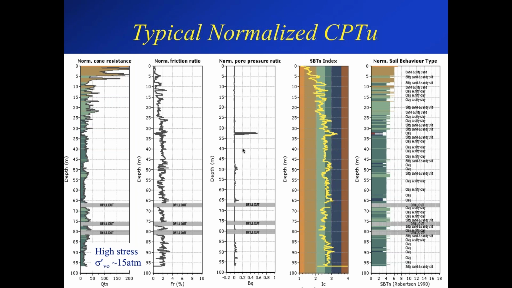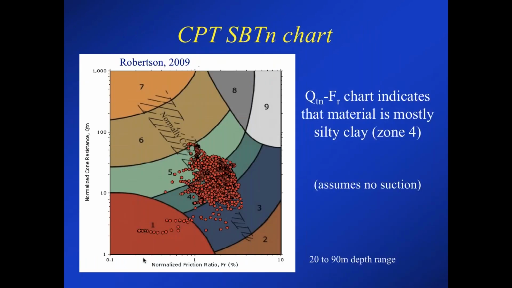And so here's the normalized profile. So you've got normalized cone resistance, normalized friction ratio, BQ, and then the normalized soil behavior type. And you notice, because it's almost 100 meters high and pore pressures are very low, it's not hydrostatic, so the vertical effective stress is very high. It's approximately 15 atmospheres down there. So you've got very high overburden pressures down at the bottom of the stack.